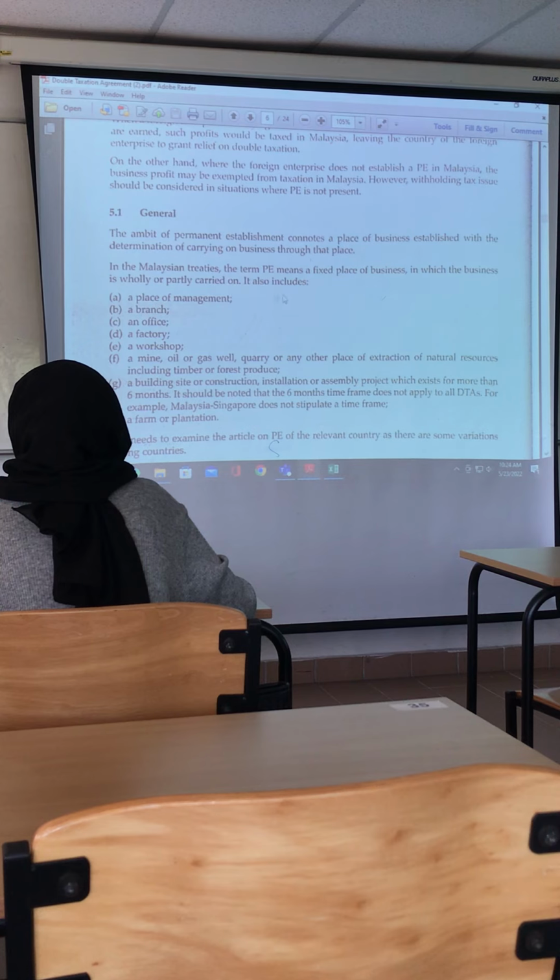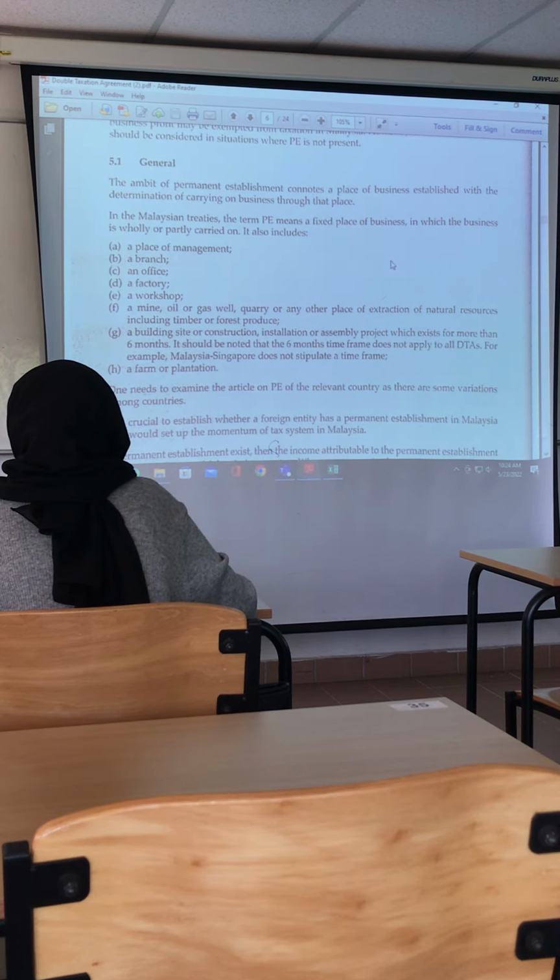Alright, normally PE connotes a place of business established with the determination of carrying on business through that place. In the Malaysian treaty, the term PE means a fixed place of business in which the business is wholly or partly carried on. It also includes a place of management, a branch, an office, a factory, a workshop, a mine, oil or gas well, quarry or any other place of extraction of natural resources including timber or forest produce, a building site or construction, installation or assembly project which exists for more than 6 months.